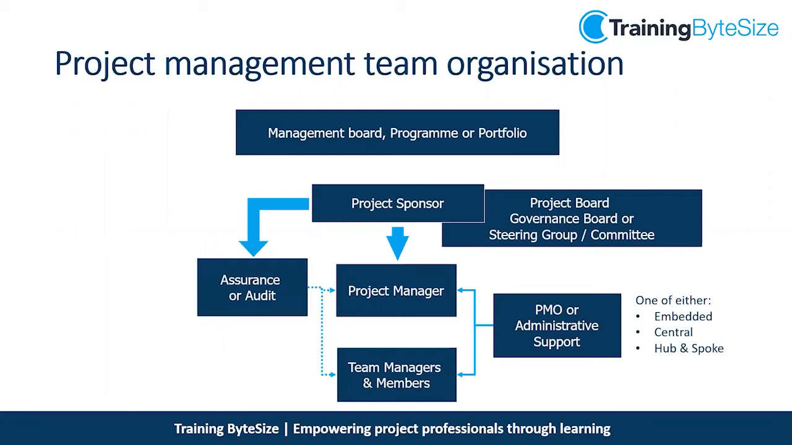Assurance and audits, so they will be done on behalf of the project sponsor and the project board, who are the ones who are deciding the strategic direction of projects and making sure that the project manager and the project team are adhering to processes and governance that have been laid out by the organization.